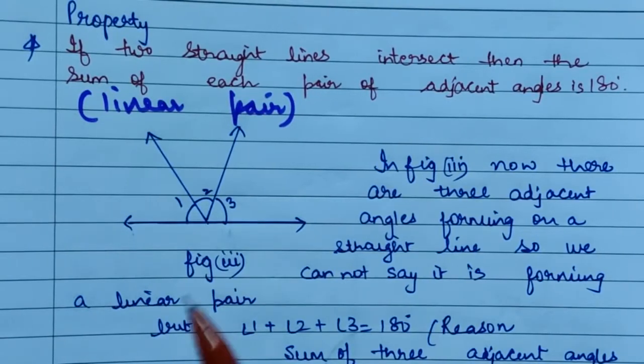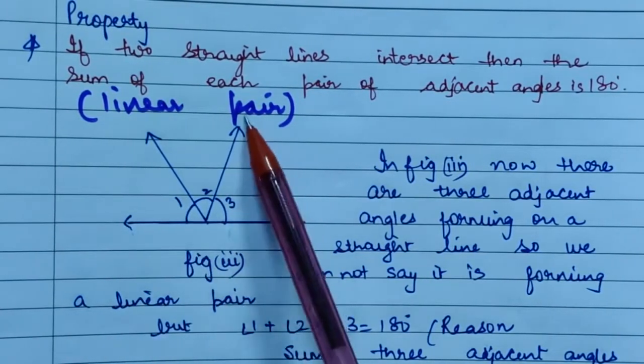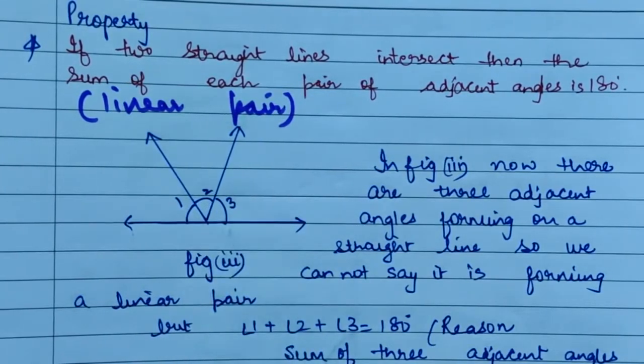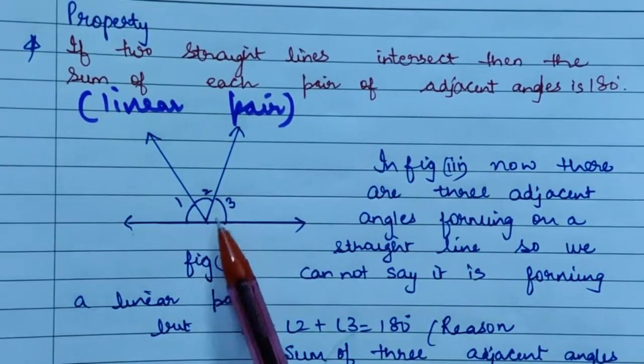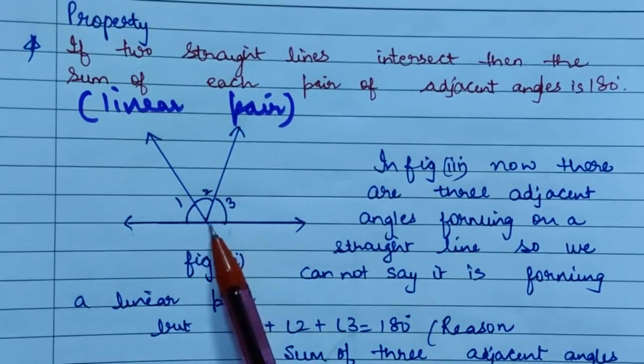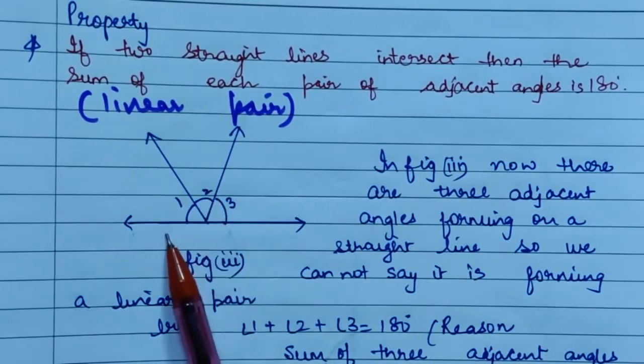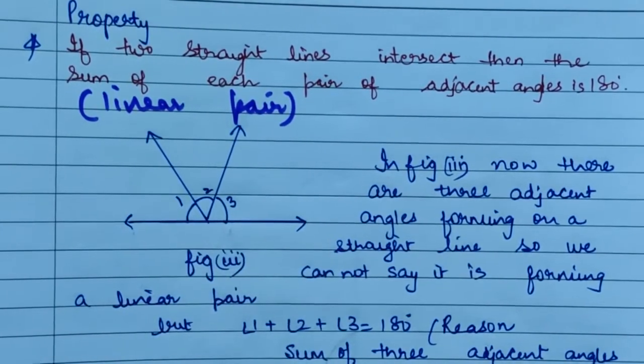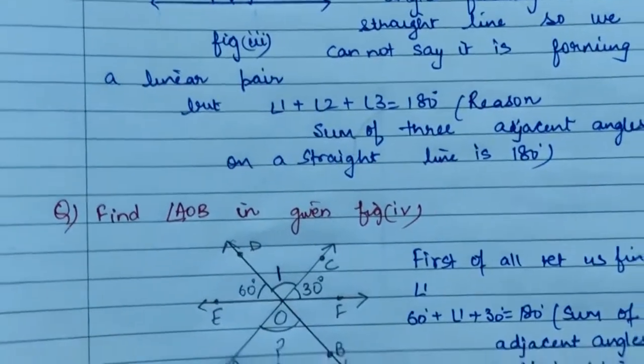We have just discussed that on a straight line when one line falls, two angles form a linear pair. But children, here there are three angles. So we cannot say they are making a linear pair because pair means two. So what we will say for this, we will say sum of adjacent angles. These all are adjacent angles. So the sum of all adjacent angles on a straight line is 180 degrees. Clear? Now let us do one question.